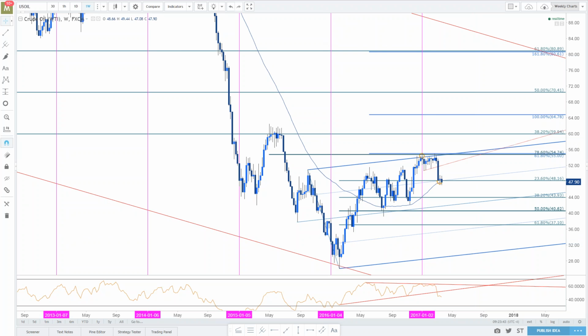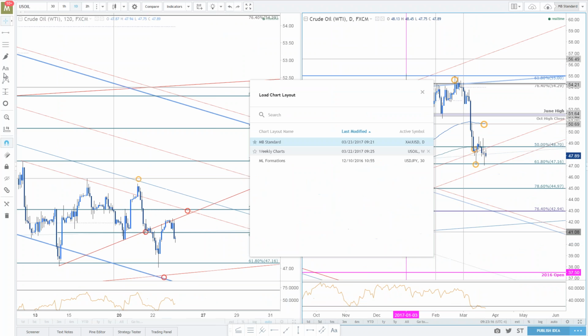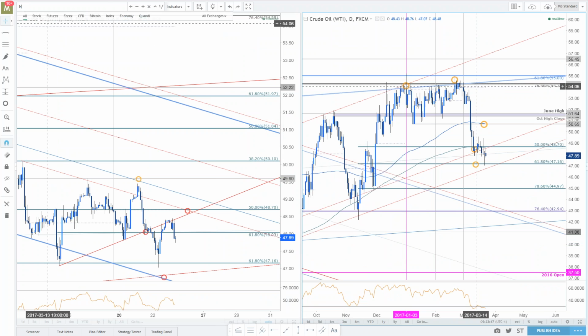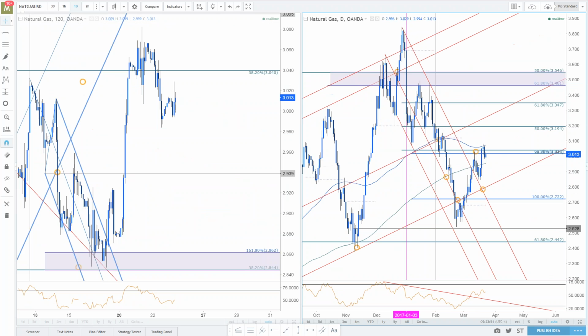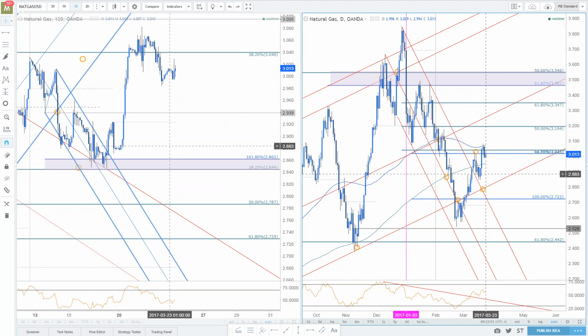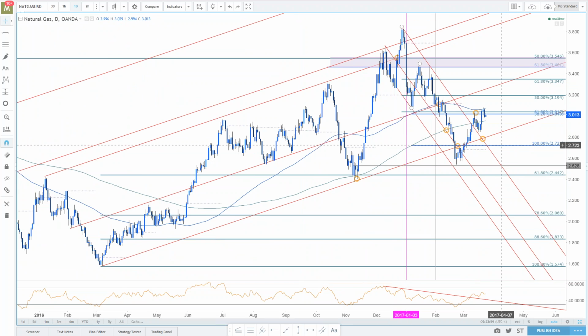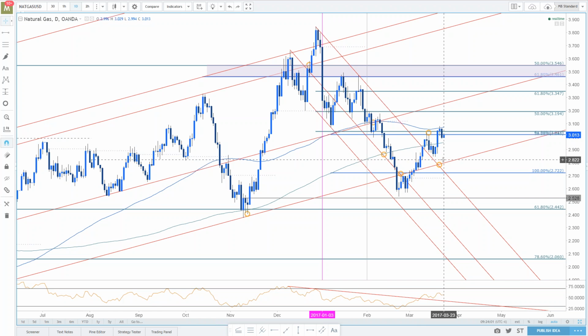All right, moving into nat gas. I haven't taken a look at that chart, so let's see what that's doing this week. Give me one sec here. Vlad, let's see what's going on with nat gas.